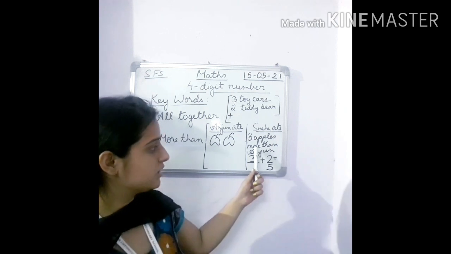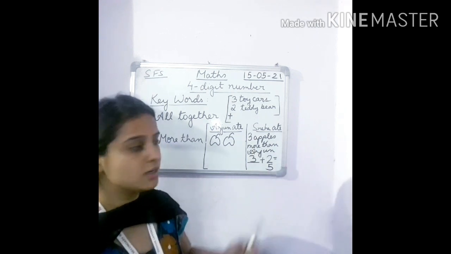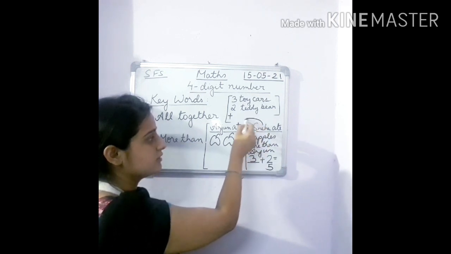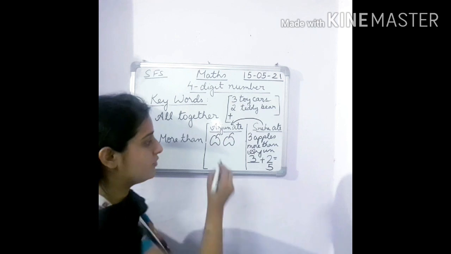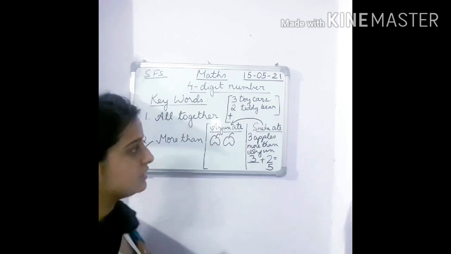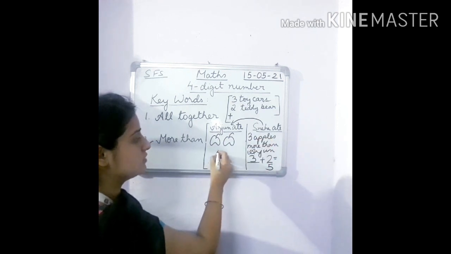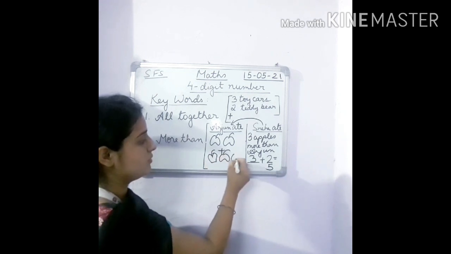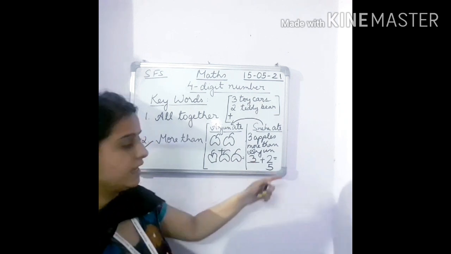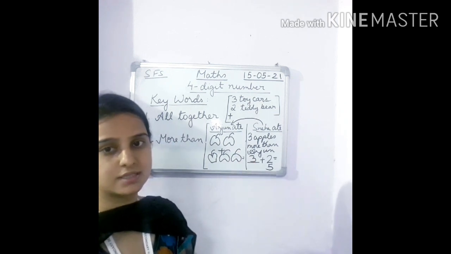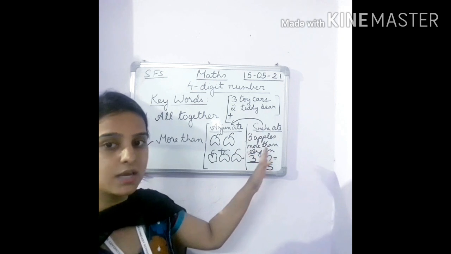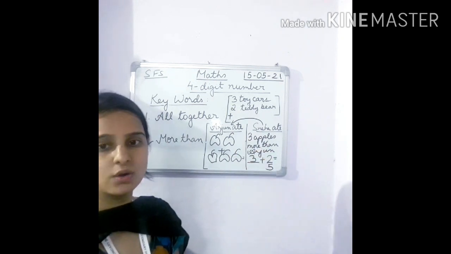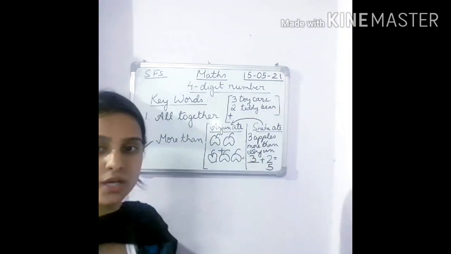What I want to say, children, when the word more than is there, more than Arjun, that means you are comparing with Arjun. That means if Arjun ate 2 apples, then Sneha ate 3 more. She ate 3 more. So Sneha ate total 5 apples. Okay. So what I want to say, when the word more than is there, children, we do addition. Okay, we do addition. Is it clear to everyone?